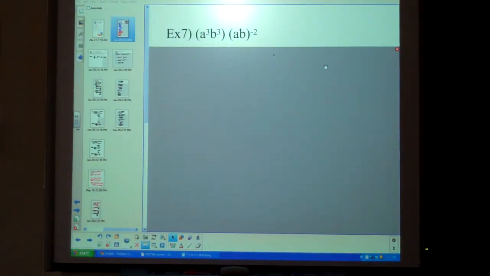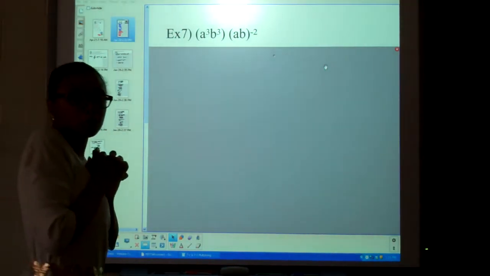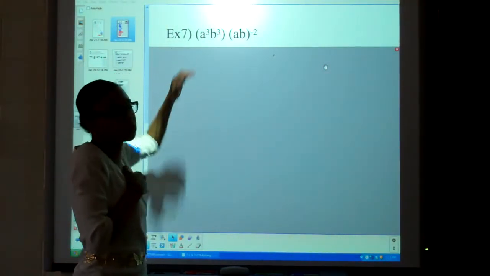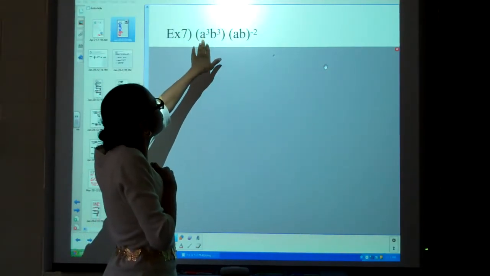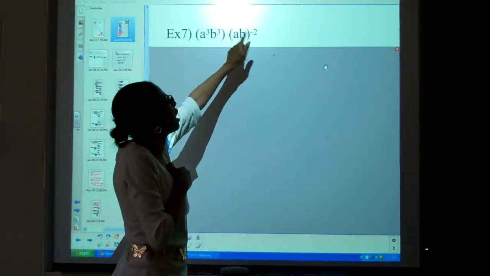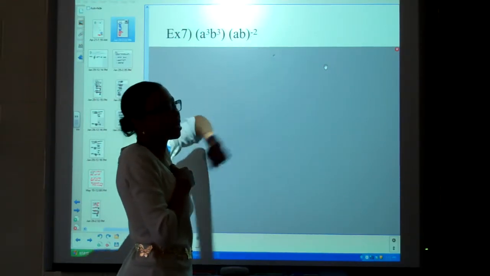This is Monomials, raising the power to a power, multiplication, part 2 video. This is example number 7. We finished off on example 6, of course. I'm looking at the example here: a cubed b cubed times (ab) raised to the negative second power.